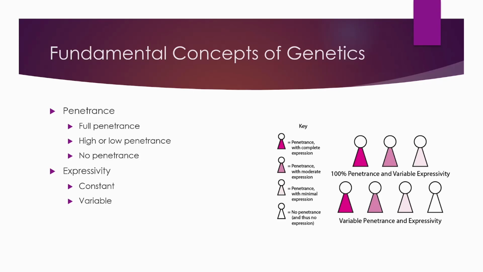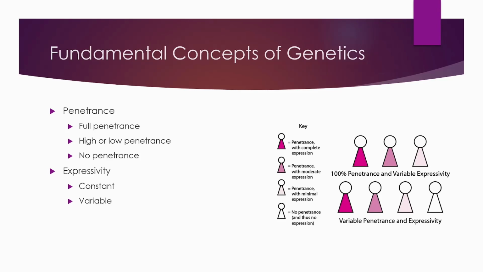Huntington's disease is a great example, as it's caused by an expansion of a repetitive sequence in the Huntington gene. Individuals with more than 40 sequence repeats will have what is called full penetrance. 100% of those individuals with this allele will show symptoms of Huntington's disease. Individuals with fewer sequence repeats will show high penetrance, meaning most, but not all of them, will show symptoms of that disease.